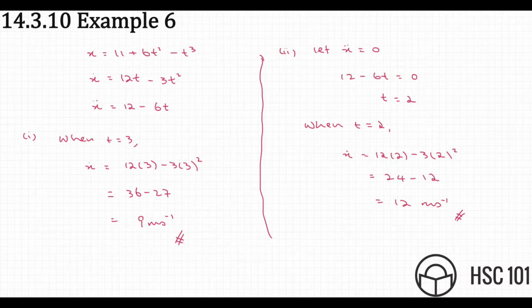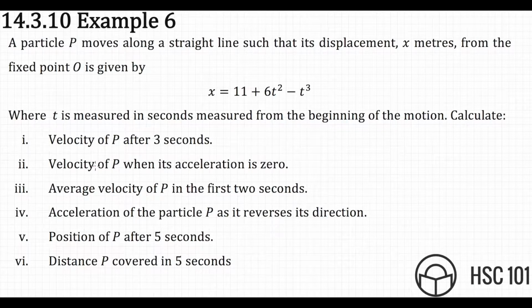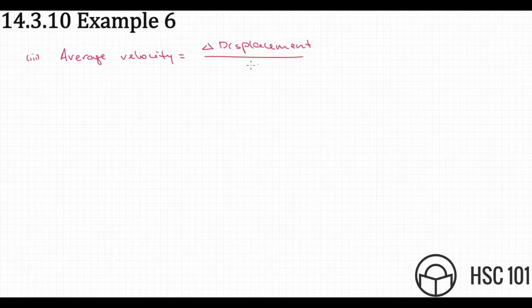Now part 3, we want to find the average velocity of P in the first 2 seconds. Now in order to calculate average velocity, recall that average velocity is equal to the change in displacement divided by the change in time. So that's essentially the definition that we have for average velocity.